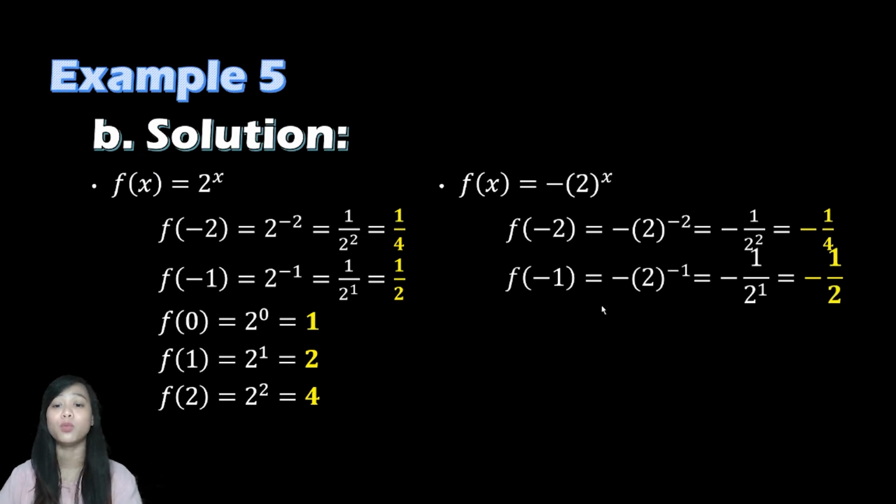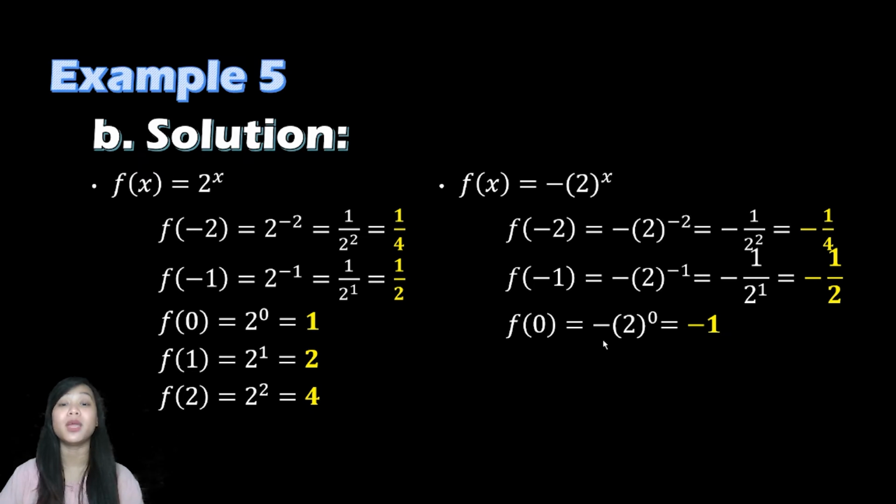For f of negative 1, we have negative 2 raised to negative 1. So we have negative 1 over 2 raised to 1, which is equal to negative 1/2. For f of 0, we have negative 2 raised to 0. So 2 raised to 0 is equal to 1, and we have negative 1. So we negate this to positive 1.